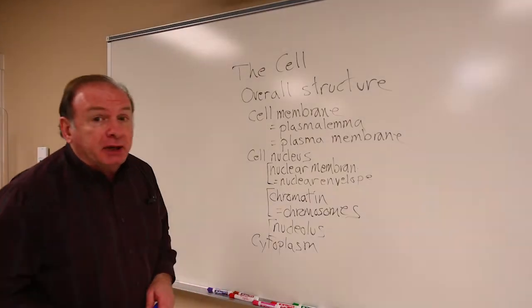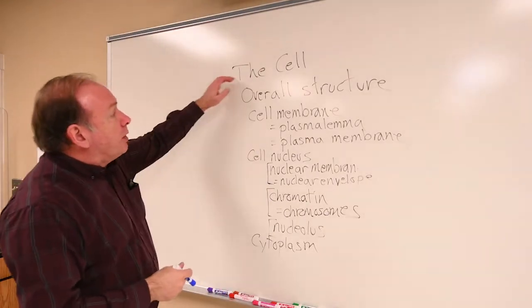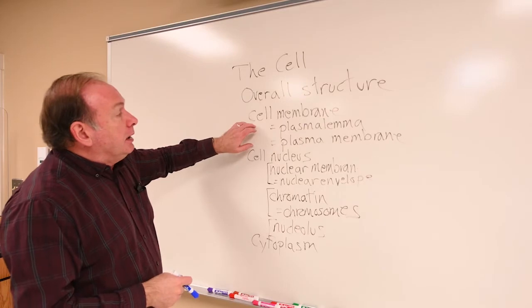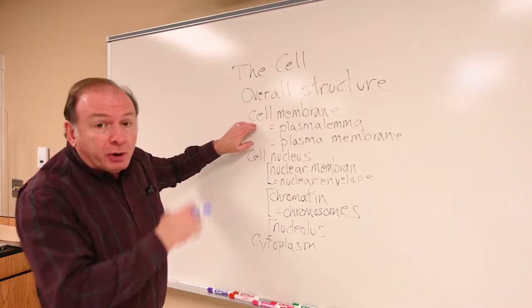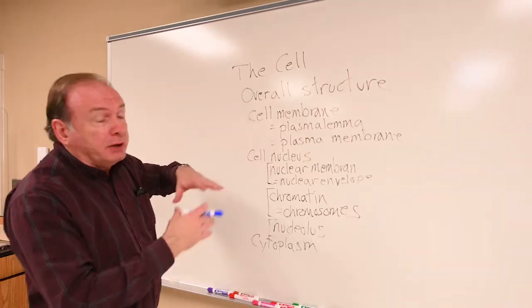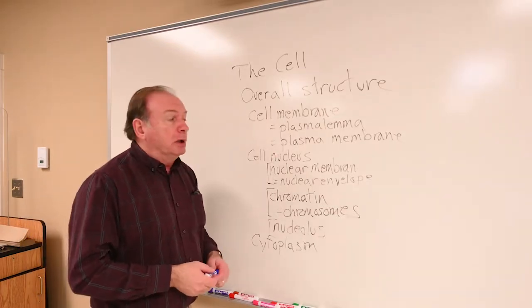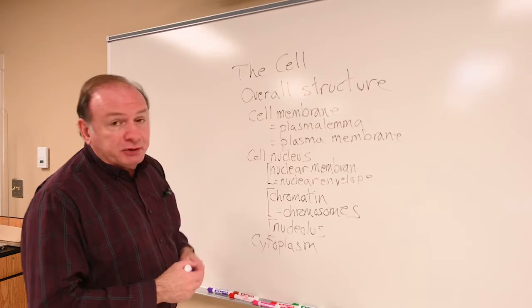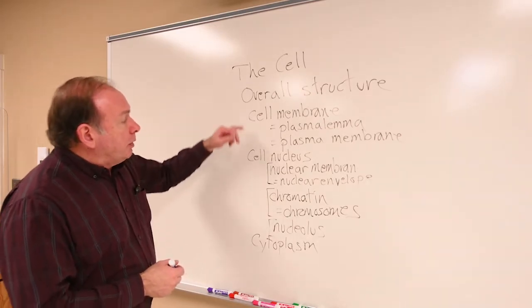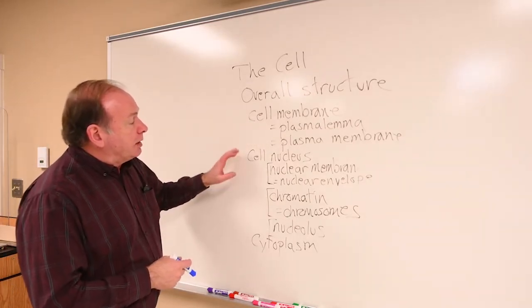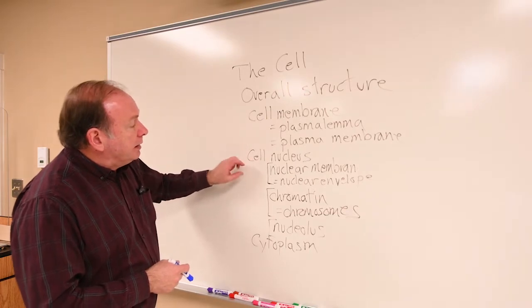Now, to outline some of this, the cell overall structure, we've already drawn the diagram. The cell membrane surrounds the outside. Cell membrane is also sometimes known as the plasmalemma. Sometimes it's called the plasma membrane. So all those are the same thing. So that's that outer covering. We'll look at that in detail later.